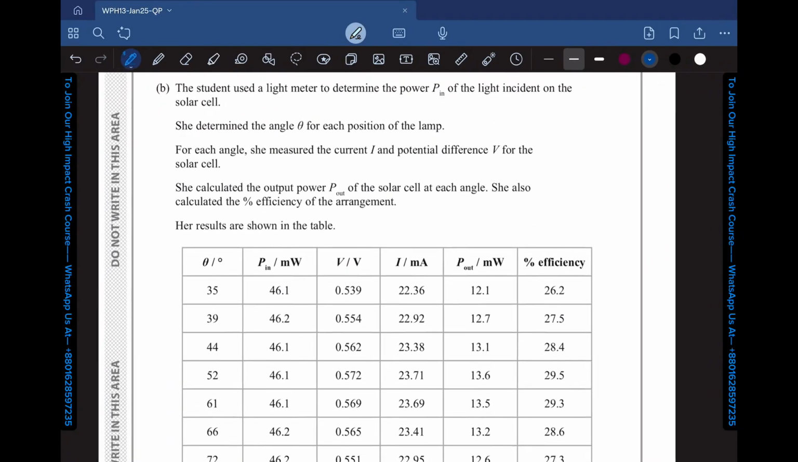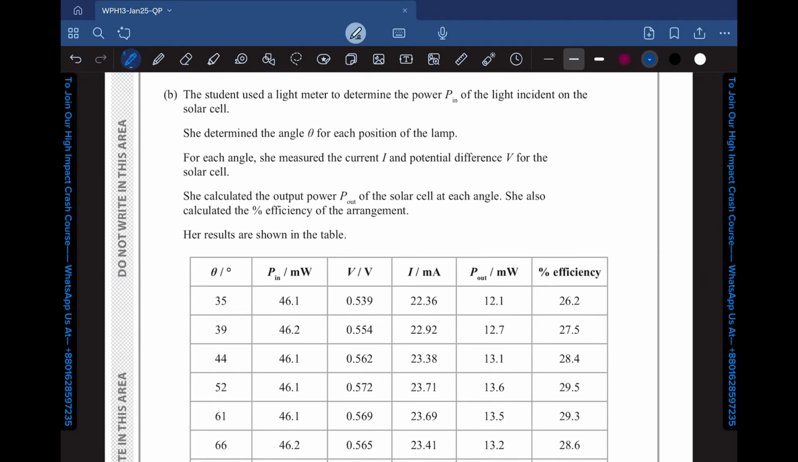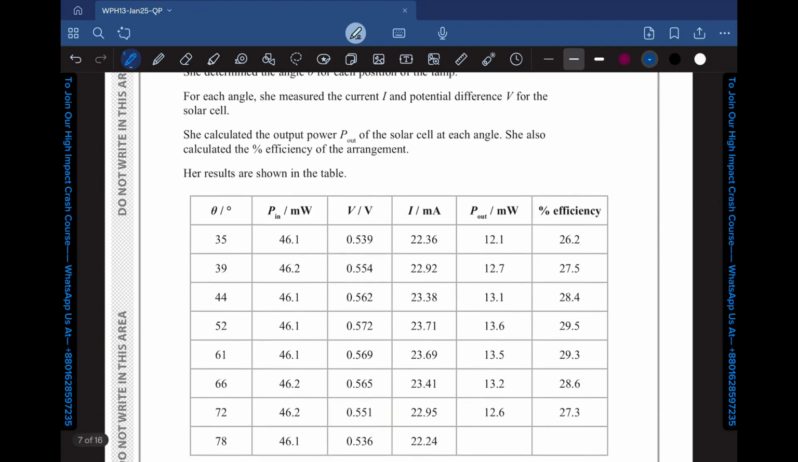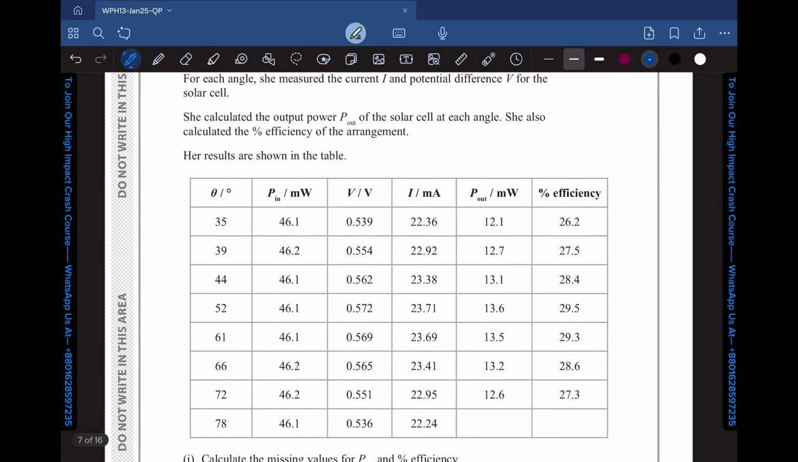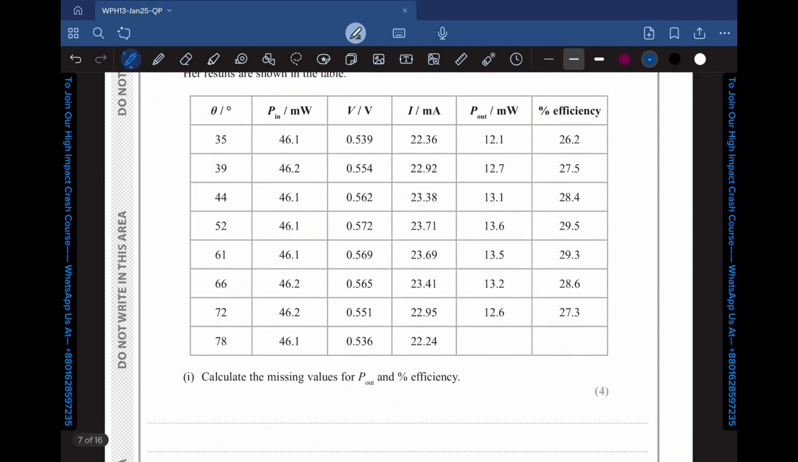Now in the next part it says the student used a light meter to determine the power input of the light incident on the solar cell. She determined the angle theta for each position of the lamp. At each angle she measured the current and potential difference of the solar cell. She calculated the output of the cell at each angle. She also calculated the percentage efficiency of the arrangement. Her results are shown in the data table. The question says calculate the missing values of P out and the percentage efficiency. So basically we will have to figure out the power output.